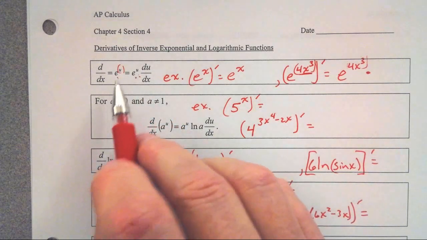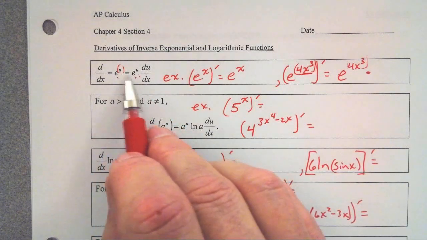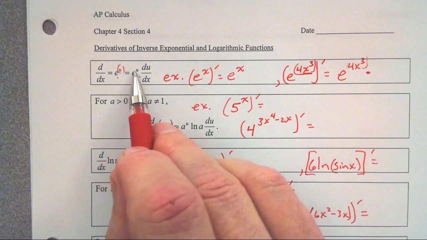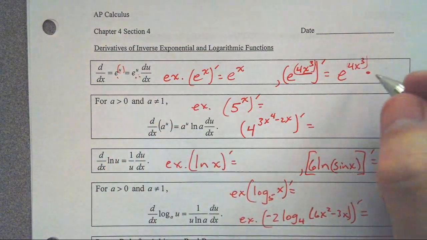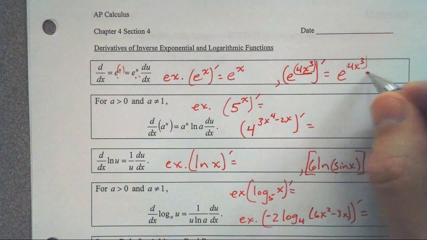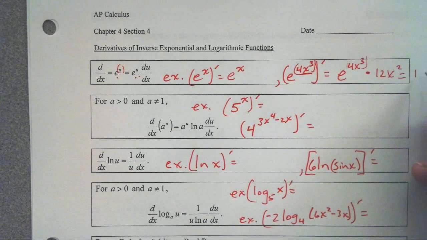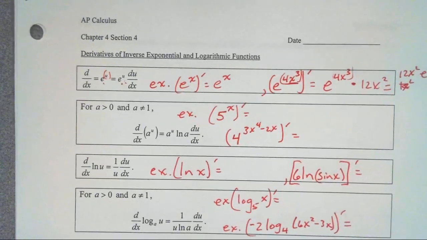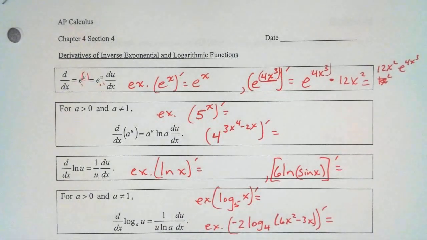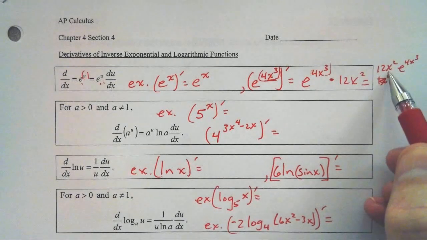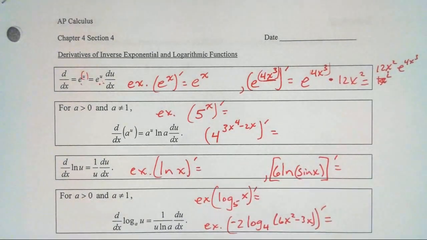We want the mother function, which stays e to the power of the baby, u, and then treat the baby not in the exponent. It's always times. I get 12x squared. So we might want to write that as 12x squared e to the 4x cubed, or 12e to the 4x cubed times x squared. We just definitely want the 12 out in front.